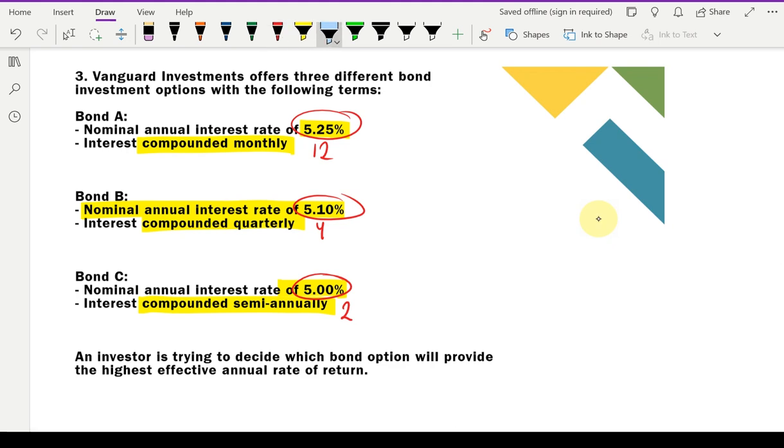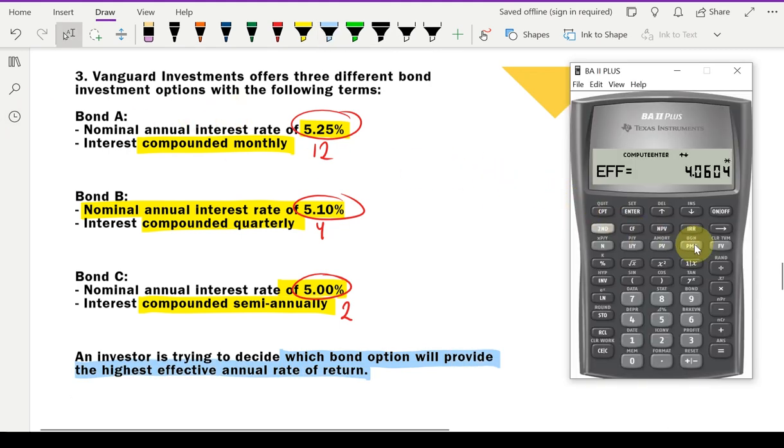But what is the question? An investor is trying to decide which bond option will provide the highest effective annual rate of return. So which bond option will provide the highest effective annual rate of return? All right, so we now know we can put our information into this function.